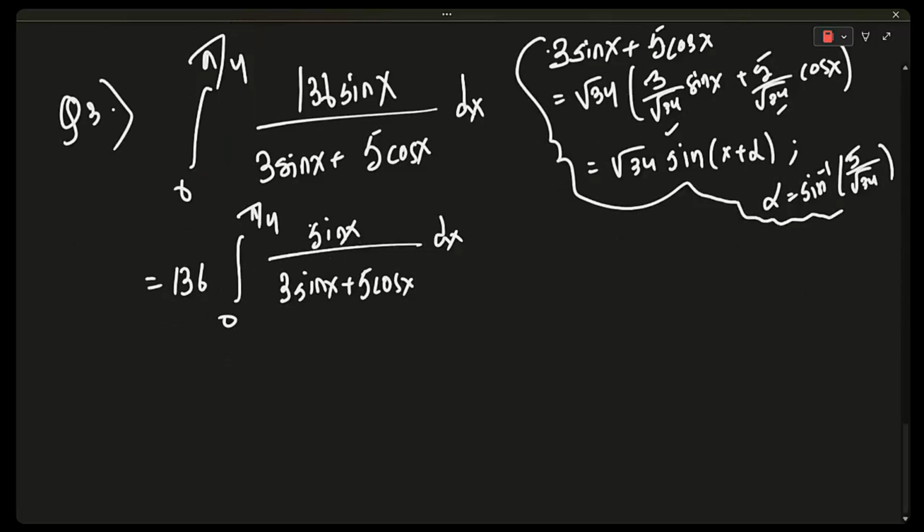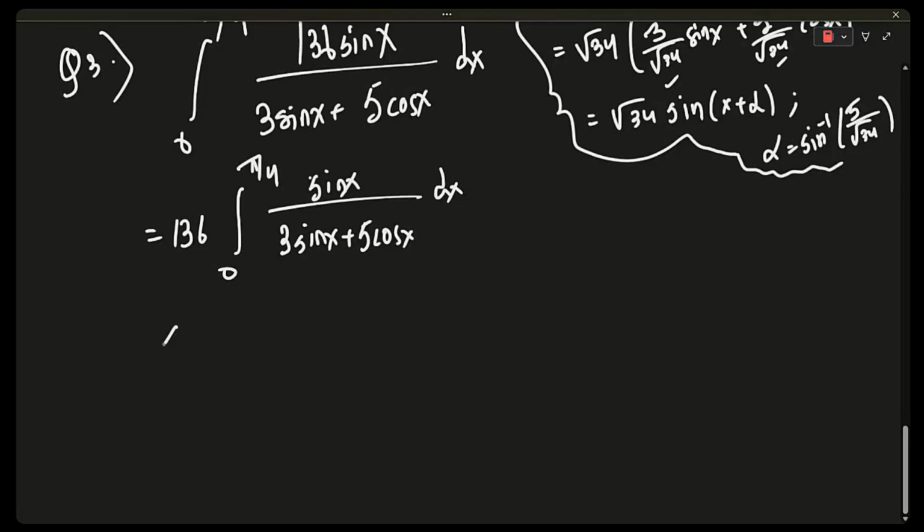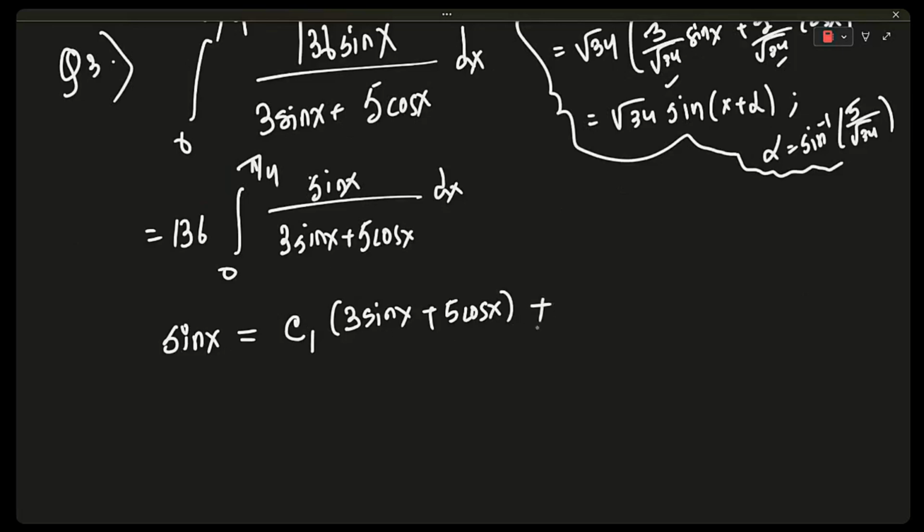So now, what do we want to do? Our target is to write sin x like this: some constant c1 into (3 sin x plus 5 cos x), plus another part. If I could write sin x like this, then this part would be in the numerator, and whatever plus is there, it's fine. Using the distributive law, I can make two different integrals. In the first integral, 3 sin x plus 5 cos x would get cancelled in the numerator and the denominator, and you will be simply left with c1 dx, which is a constant.